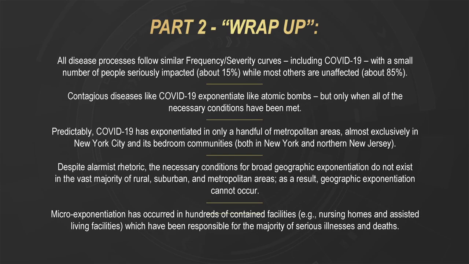Despite alarmist rhetoric, the necessary conditions for broad geographic exponentiation do not exist in the vast majority of rural, suburban, and metropolitan areas. As a result, geographic exponentiation cannot occur there. Microexponentiation has occurred in hundreds of contained facilities, for example, nursing homes and assisted living facilities, which have been responsible for the majority of serious illnesses and deaths.